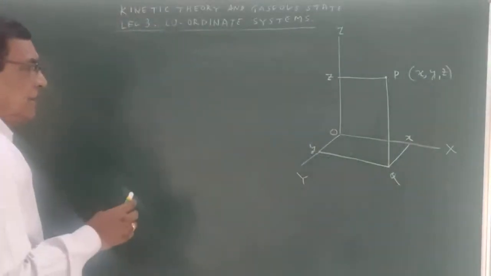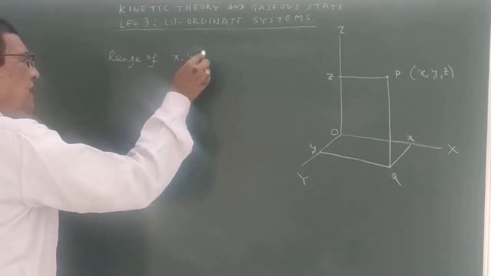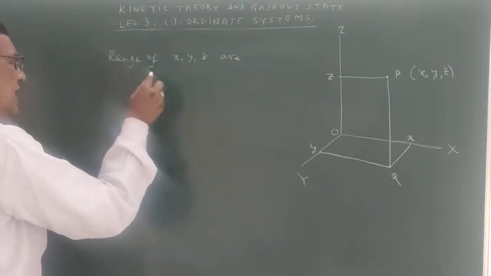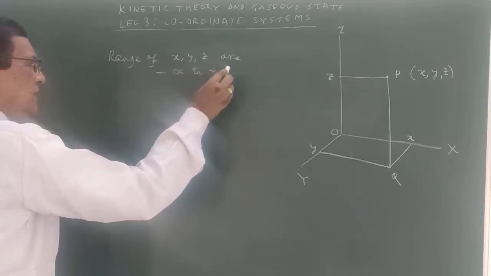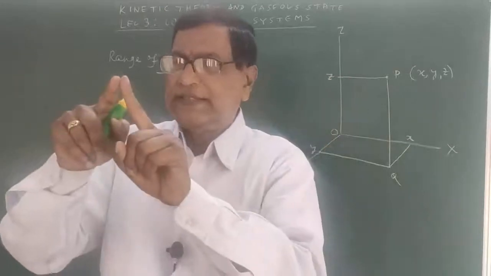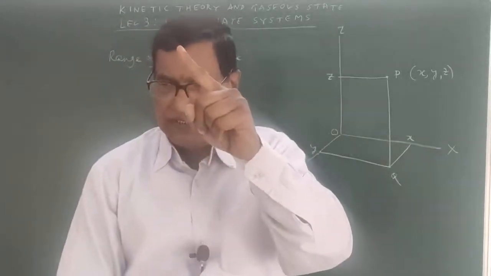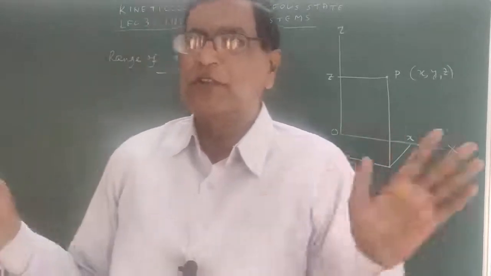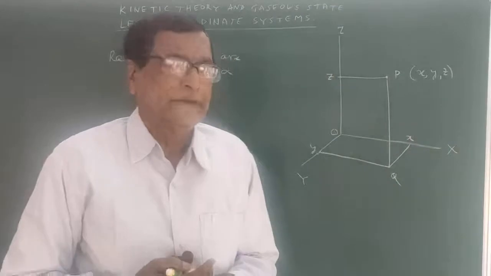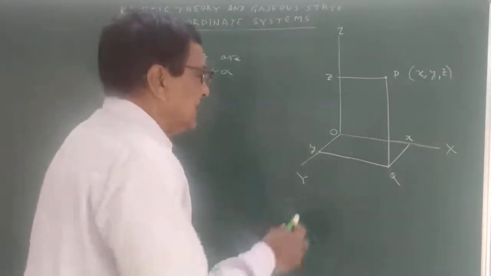The ranges of x, y, z are minus infinity to plus infinity. Means this is the origin, this is the x-axis, and the x-axis extends from minus infinity to plus infinity, and likewise y and z also range from minus infinity to plus infinity. If we consider the full range of x, y, z from minus infinity to plus infinity, then the whole universe will be totally covered.